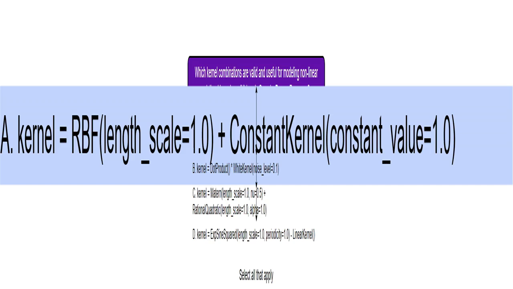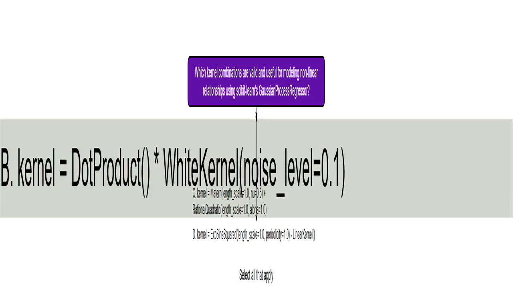This combines a radial basis function, RBF, kernel, which is great for nonlinear relationships, with a constant kernel that adds a constant value. I find this to be a valid and very useful combination because RBF captures the complex relationships, and the constant kernel helps fine-tune the model's overall output. It's a classic.